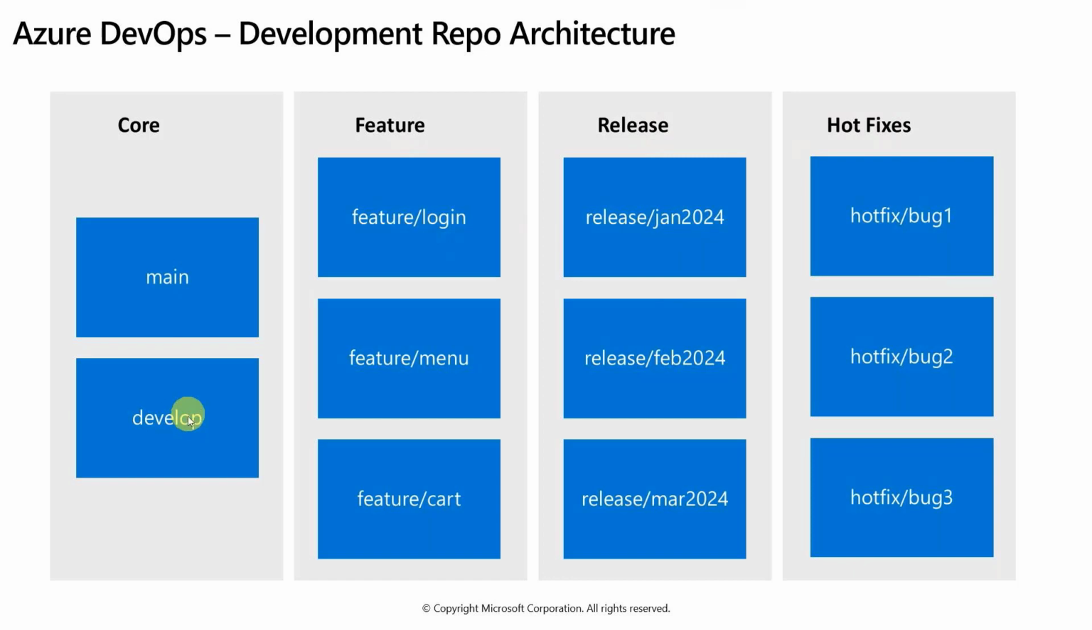So from here, individual features will be picked into the Jan release branch, and then the Jan release branch will be deployed to production. And once everything is fixed, the Jan code will be merged into main. Don't get confused. I have separate slides for them. I will explain them one by one.